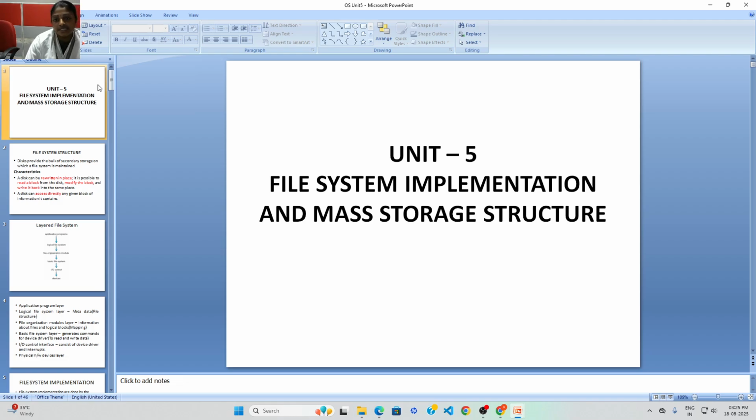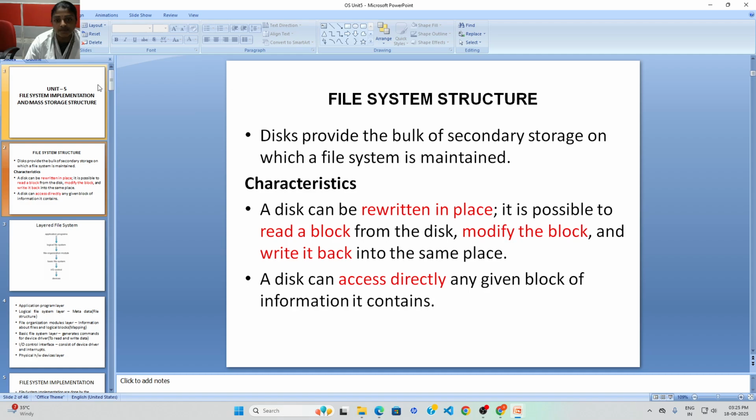Next topic, file system implementation and mass storage system. First one, what is a file system structure? It will be considered as a rewrite place, a read of a block, and a write of a block. These are the functions that come under file system structure.